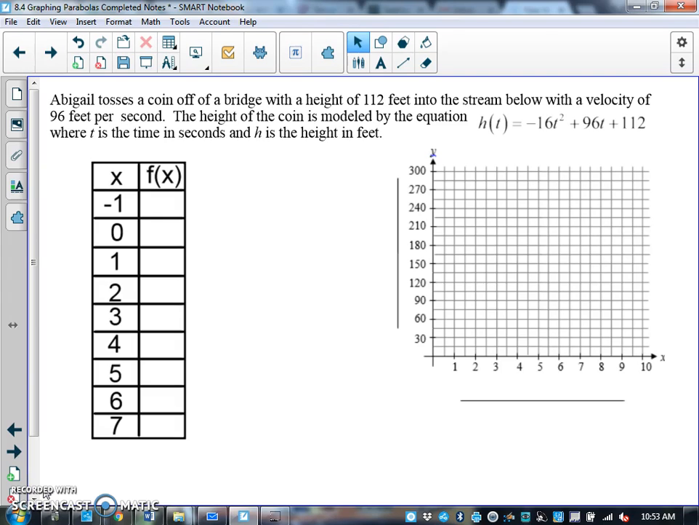We see we have a y-intercept at (0, 112). So we can go over to our table and write in (0, 112). That simply comes from the fact that in standard form, our c value is our y-intercept. All the other values, we're going to get from our calculator, our table.